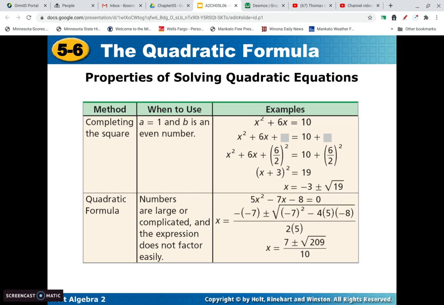So lots of different things to use, and hopefully we get some practice with that, whether you have two solutions, one solution, or no reals but two imaginaries, we can find those. So we have lots of good things that we've learned in the first 6 sections.